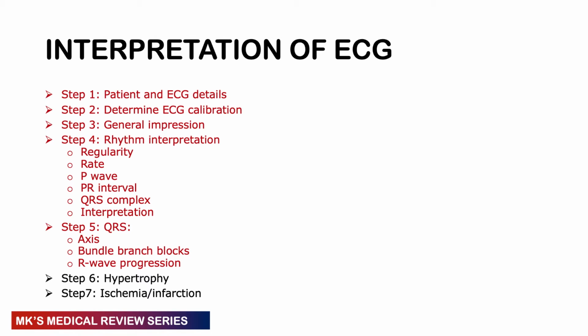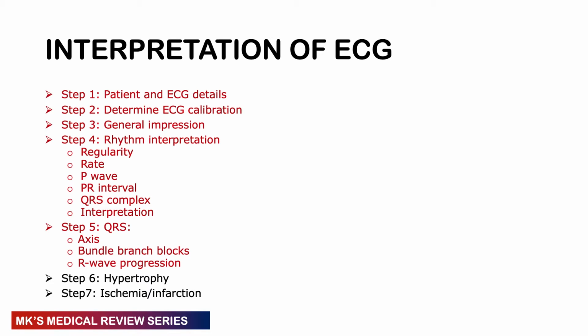So remember that in the previous videos, we looked at the different steps. We looked at the introduction to the ECG, basically how we connect the electrodes and how they show up as leads on our 12-lead ECG. We then went on to look at the different steps to interpret the ECG. Step 1, where we look at the patient and ECG details. Step 2, where we determine the ECG calibration. Step 3, where we look at the general impression of the ECG. Step 4, where we determine the rhythm of the ECG, the regularity, the rate, we look at the P waves, the PR interval, the QRS complex, and then have a general interpretation of whether it's a normal rhythm or not.